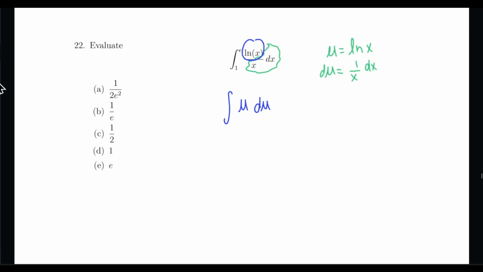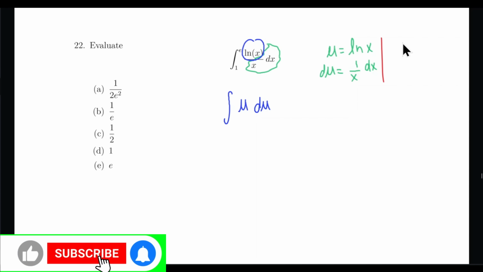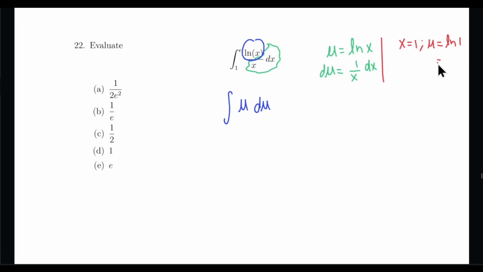But be careful, the bounds will no longer be the same because this is a u sub. I'm going to replace x by 1 because that's the lower bound. So u will be ln 1. And what is ln 1? 0. And then x is e. So u will be ln e. And what is ln e? That's just 1. So now over here, I will have integration of u du from, what was that? 0 to 1, right?